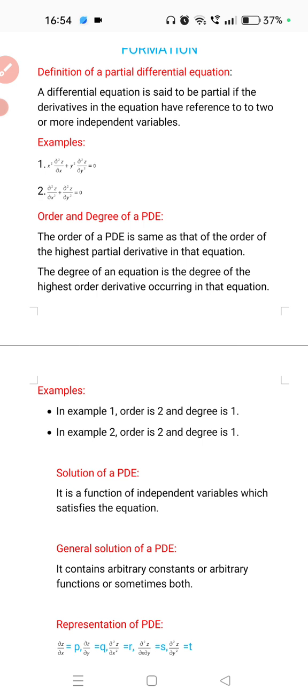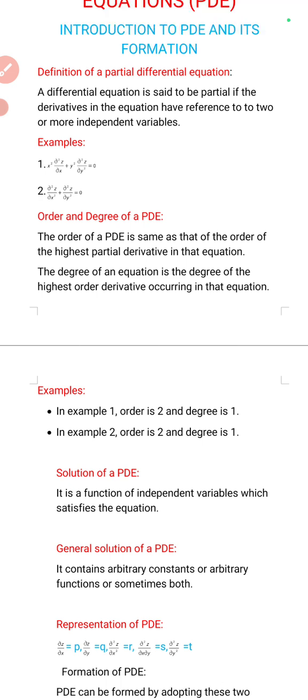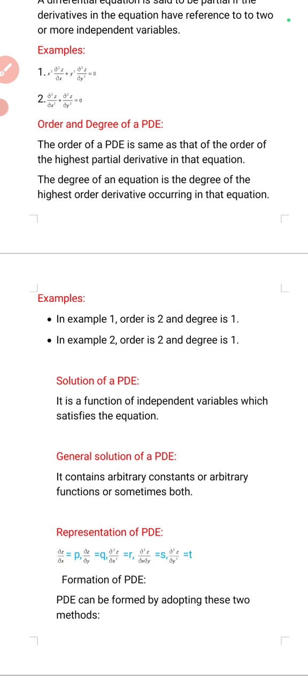Whenever a partial differential equation is there, we have to solve it. So in the solution of a partial differential equation, what are the variables that exist there? It is just a function of independent variables only which satisfies the particular equation. Coming to the general solution of a partial differential equation, what does it contain? Normally it contains some arbitrary constants or arbitrary functions, or sometimes a combination of both arbitrary constants and arbitrary functions.